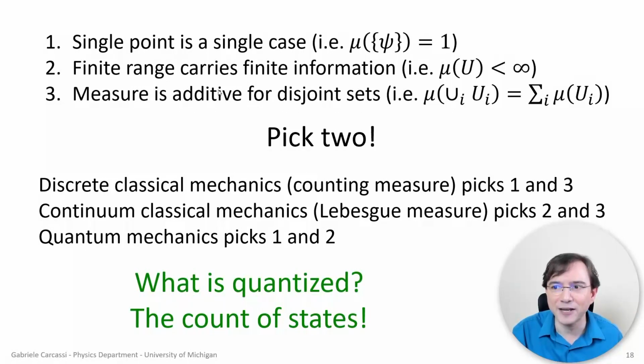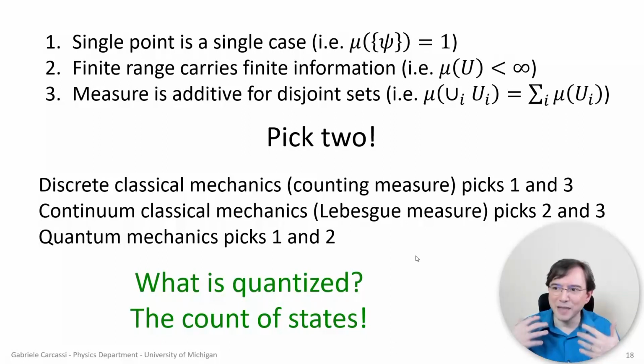Simply because a finite continuous range has infinitely many points, and if you want additivity, well, something's gotta give, right? And this is exactly what happens in the 3 cases: discrete classical mechanics, continuous classical mechanics, and quantum mechanics. All 3 sacrifice one of those requirements. The discrete classical mechanics sacrifices requirement number 2. The continuum classical mechanics sacrifices the first one, points at measure 0, and quantum mechanics sacrifices additivity.